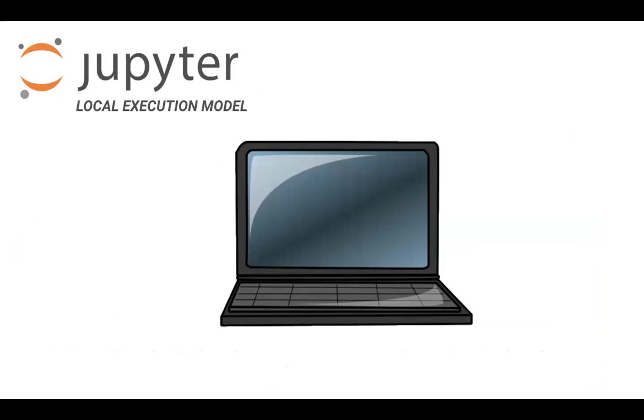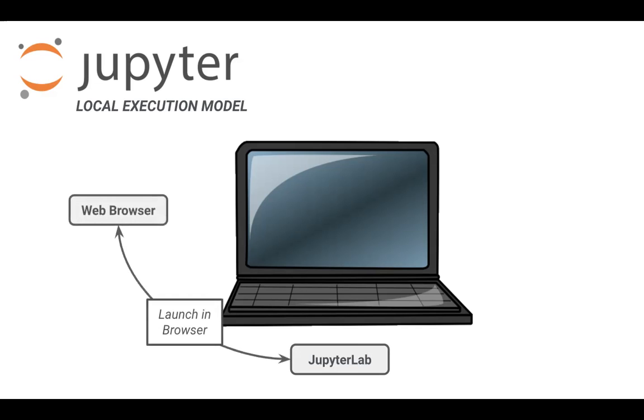So that local execution model is going to look like this. We're going to start out and launch JupyterLab, and we're going to do that from a terminal application. If you followed along in the previous tutorials, you'll be familiar with launching a terminal and running commands from that terminal application. When you launch JupyterLab from the terminal, it will immediately take you over to a web browser.